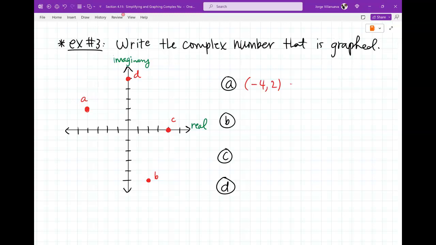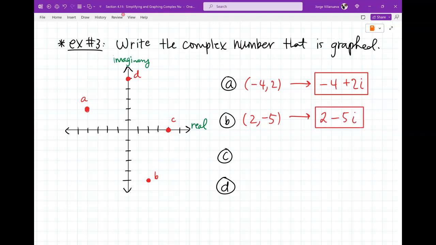All right, so can you guys give me the actual point for A first? -4, 2. That translates into what? -4 plus 2i. There you go. Done. Okay, so that one's done. All right. B, what is that point? Hold on. 2, -5, right? Yeah, 2, -5. Thank you. And that translates to 2 minus 5i.